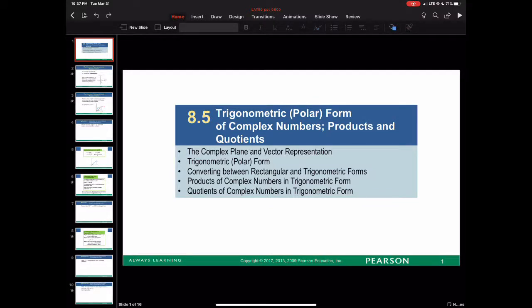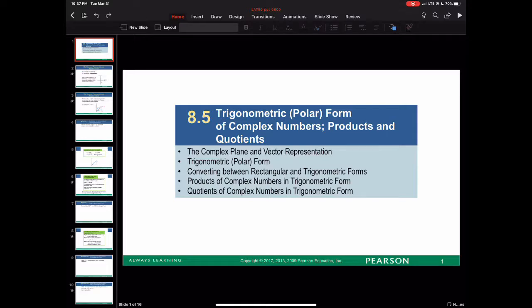Hello class. Today we'll be talking about 8.5, trigonometric forms of complex numbers, products, and quotients. Now, you may have heard of trigonometric form or you may have heard of polar form. They both mean the same thing. You can either have polar form or trigonometric form.